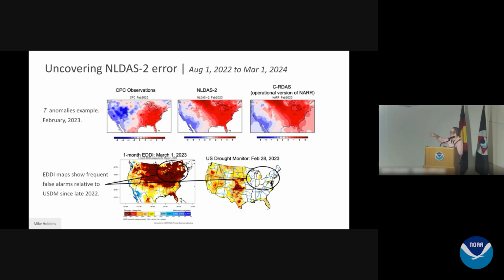This is for this period of August 22 to March 24, and what Highland at the CPC looked into, and what she found was this CRDAS, which is an input into NLDAS-2, had a precision error in processing snow depths, and was showing a lot of bare ground where there was no actual bare ground, where there was actually snow. And that was transmitting through the NLDAS simulation system and giving us drought.